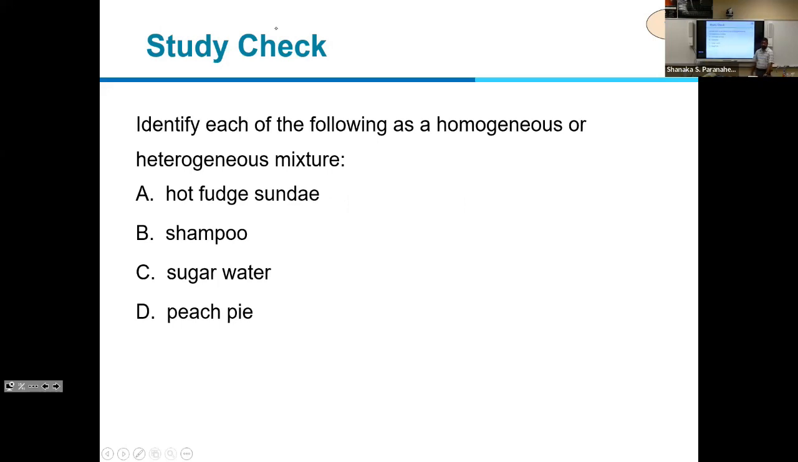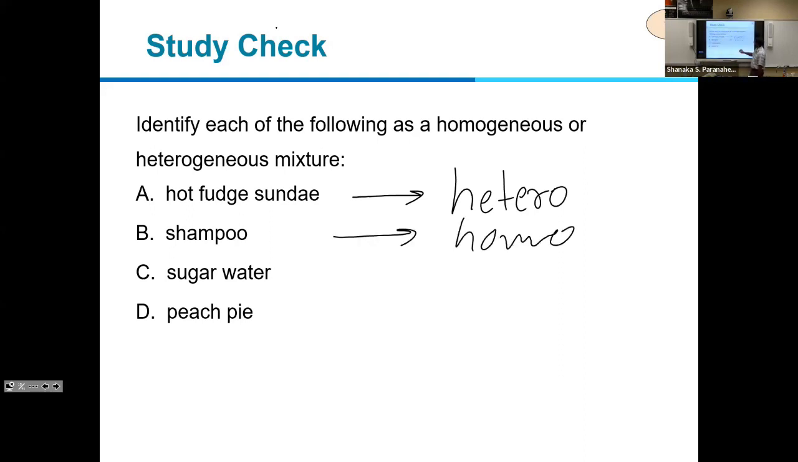Okay, so these are mixtures. We are going to identify whether these are homogeneous or heterogeneous mixtures. First one is fudge sundae. Is it homogeneous or heterogeneous? Heterogeneous. Good job. Next one is shampoo. Homogeneous. And sugar water. Homogeneous, because it's going to evenly mix and form a homogeneous mixture. And peach pie. Heterogeneous.